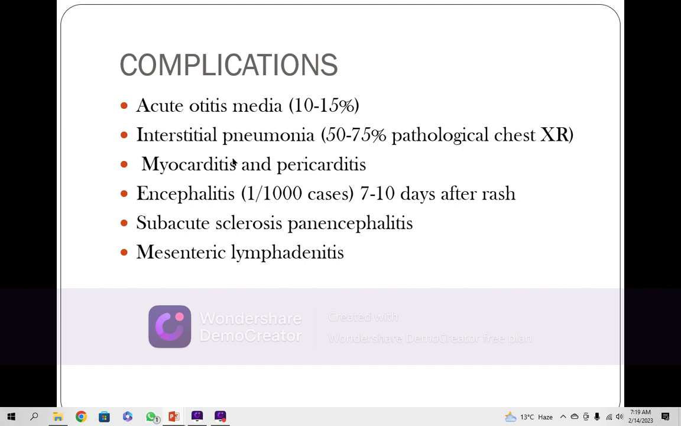Complications: acute otitis media, interstitial pneumonia, already said, myocarditis, pericarditis, because of the viremia. Involvement of the brain can occur as encephalitis, as meningitis, and subacute sclerosing panencephalitis, SSPE, and myelopathy occur along with it. So it is a very, very remote type of complication. Associated with the mesenteric lymphadenitis, the pain occurs in the abdomen.